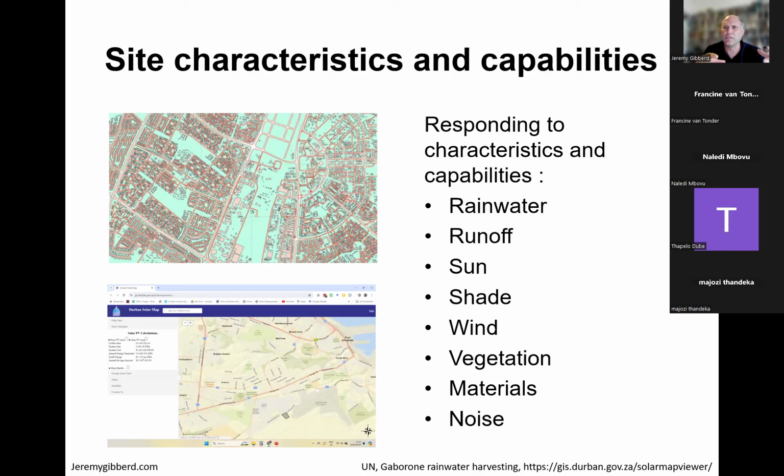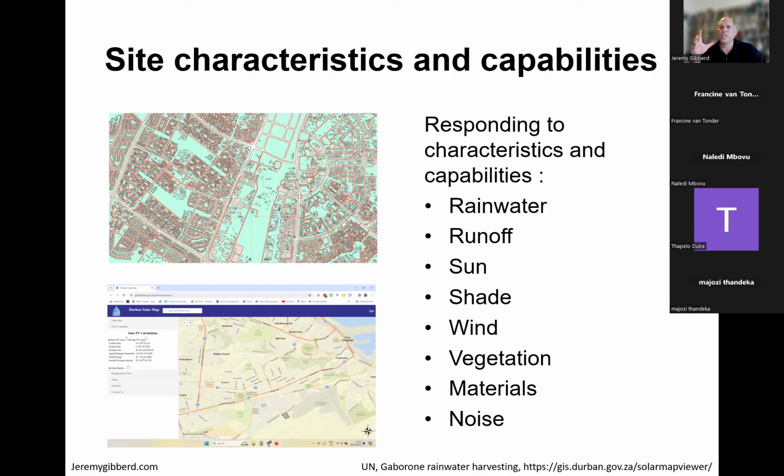And if you have 600 millimeters of rainfall, you can multiply your hectares by 600 millimeters, and you'll find you've got a lot of water. And so you can understand what's going to happen to that water and how you can use it as part of your design, and look at the runoff.